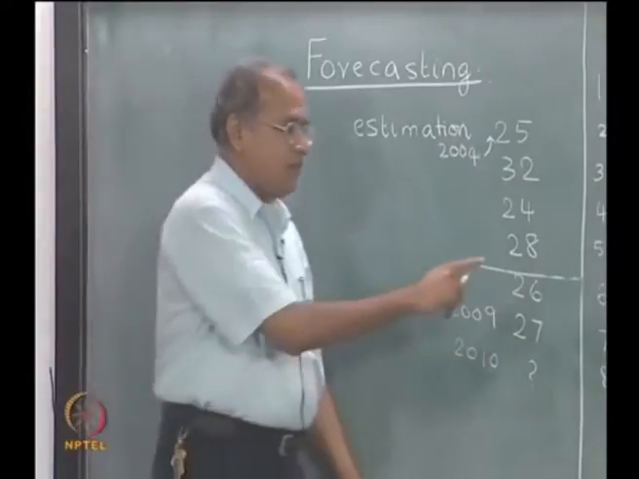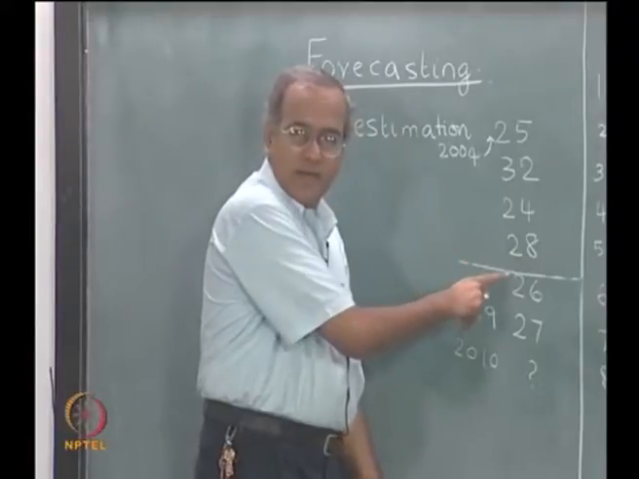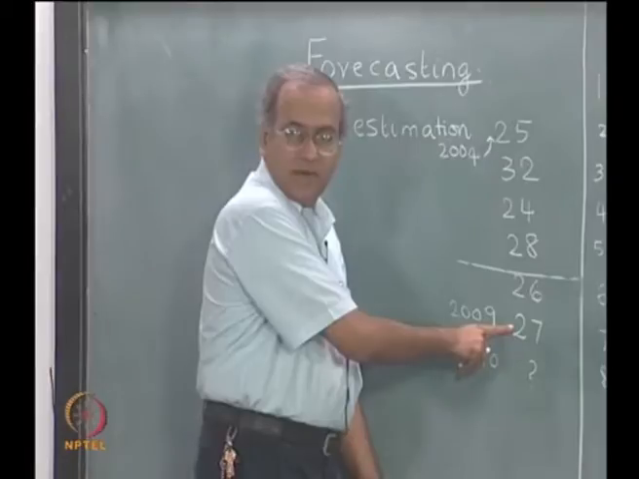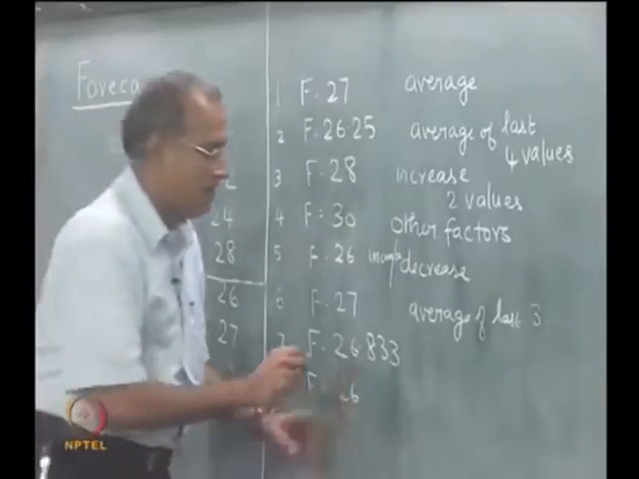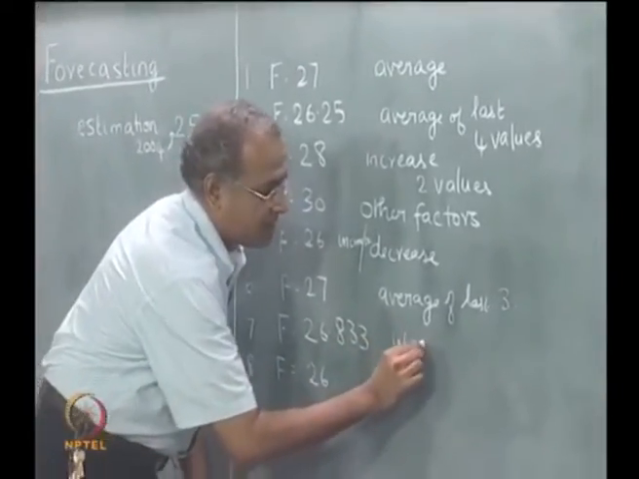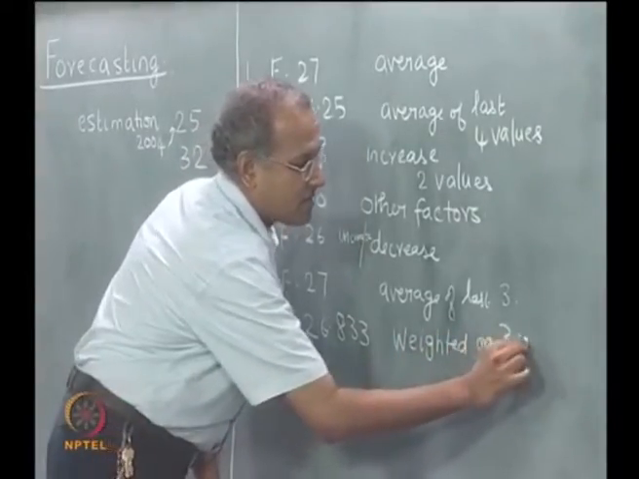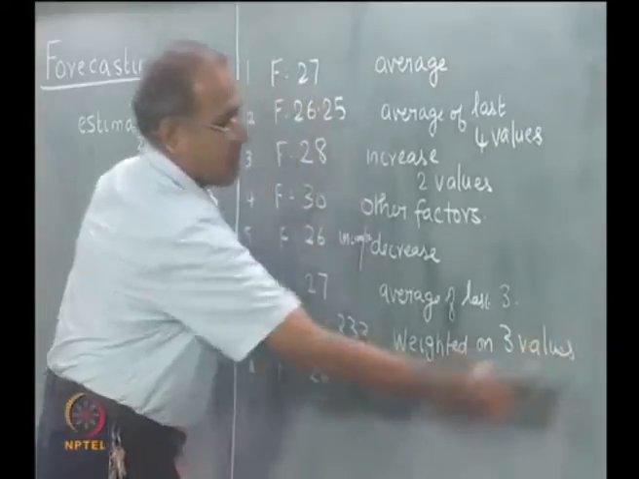So, the forecast would be 1 into 28 plus 2 into 26 plus 3 into 27 divided by 6, which gave 26.833. So, it is a weighted average on the last three values.